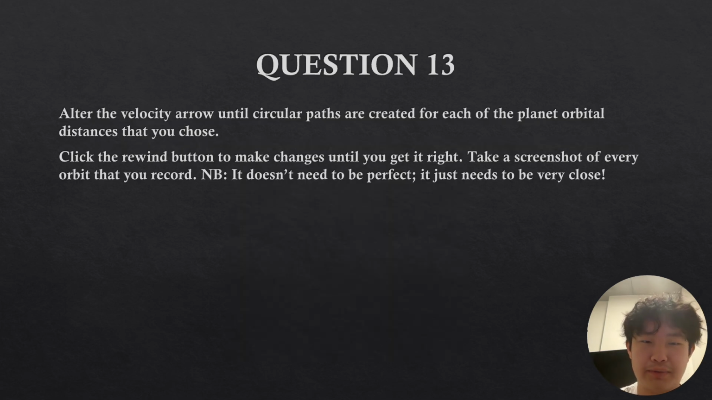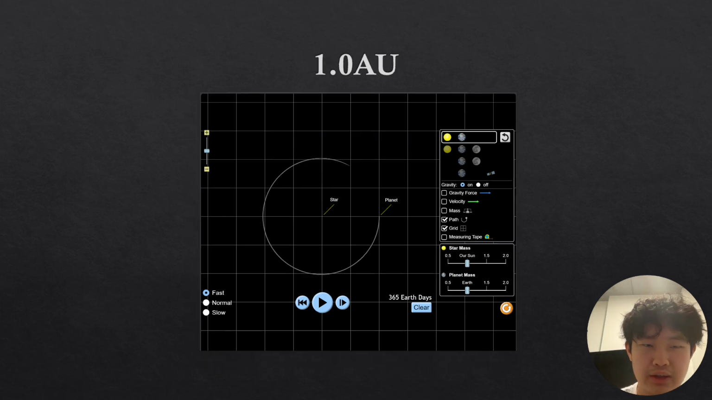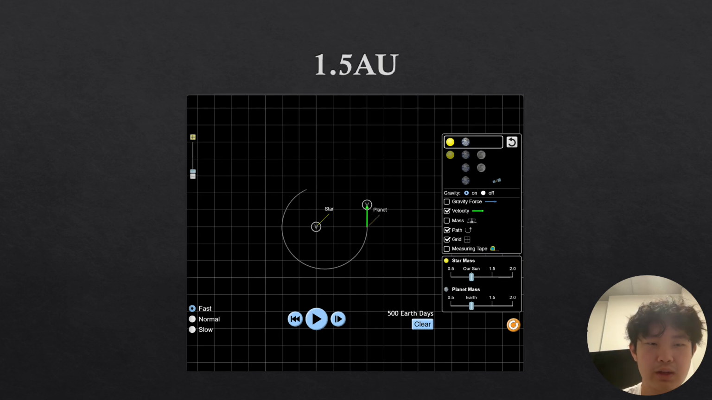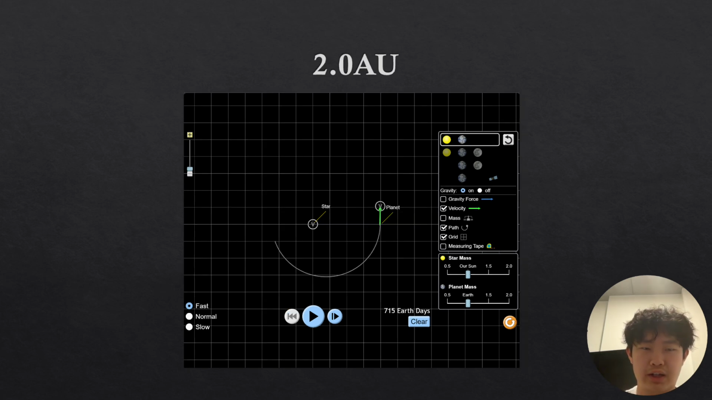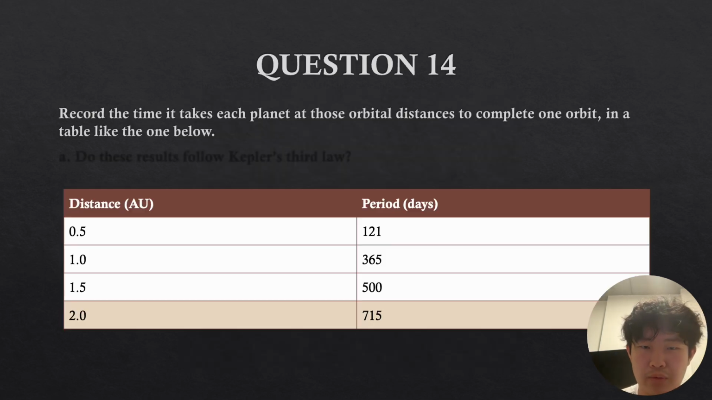For questions 13 and 14, I created 4 nearly circular orbits by adjusting the length of the velocity arrow. At 0.5 AU, I increased the velocity. At 1 AU, the default Earth orbit was already circular. At 1.5 AU, I slightly reduced the velocity. Finally, at 2 AU, I reduced the velocity even more. After small adjustments, all 4 distances produce stable, nearly circular orbits.